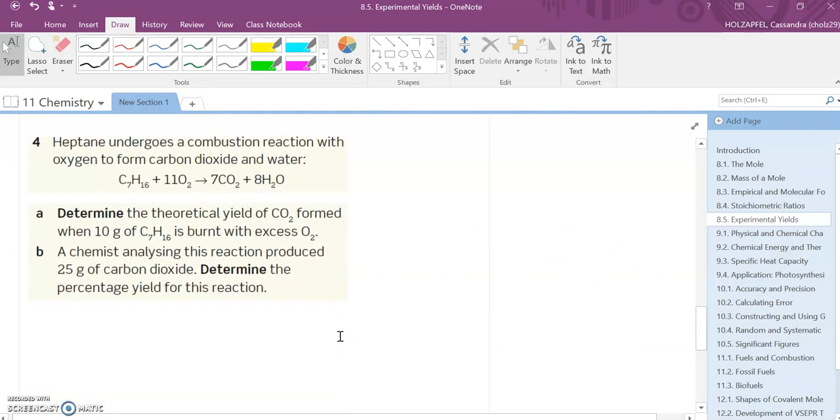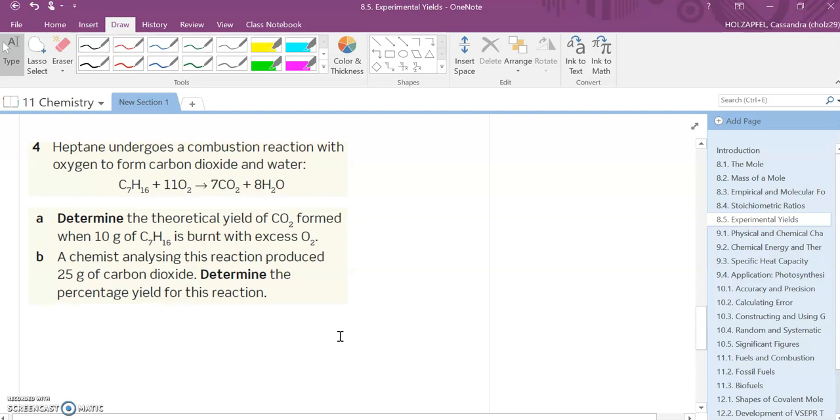All right, so here's this question here. This question is similar, and again we've got an equation there. Just quickly double check that it is balanced. Determine the theoretical yield of carbon dioxide formed when 10 grams of C7H16 is burnt in the presence of excess oxygen. Okay, so again I'm just going to quickly write up all of the information and then I'll come back.